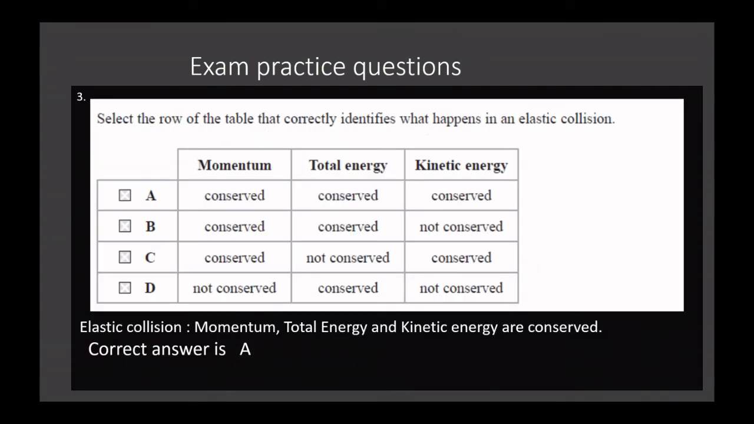And the last question here. Select the row of the table that correctly identifies what happens in an elastic collision. You know, in an elastic collision, kinetic energy is conserved. So if you look at all these options, the correct answer is A, where momentum is conserved, total energy is conserved, and kinetic energy is conserved.